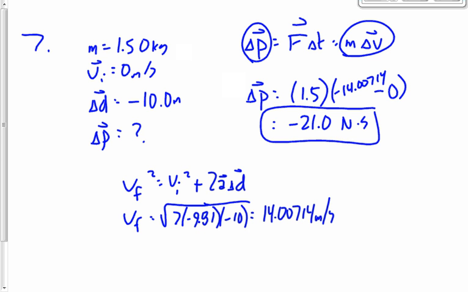And number 8, a 1.5 kilogram rock falls from the top of a 10-meter high building and strikes the ground below. Sounds a lot like the last question. What is the force of the ground acting on the rock if it comes to a stop in 0.350 seconds?